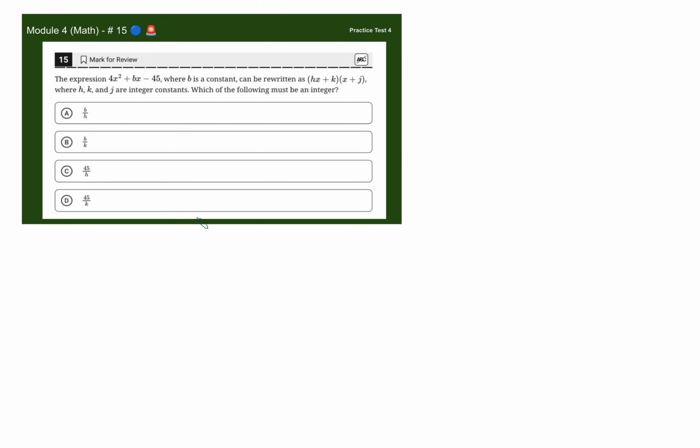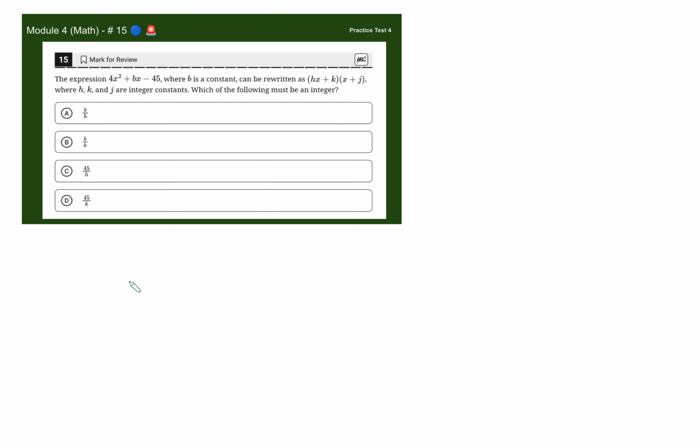Here, it says the expression 4x squared plus bx minus 45, where b is a constant, can be rewritten like this. And where h, k, and j are integer constants. Okay, so they're whole numbers with negatives and positives, and they're constants. Which of the following must be an integer? So which ones of these options here has to be an integer?